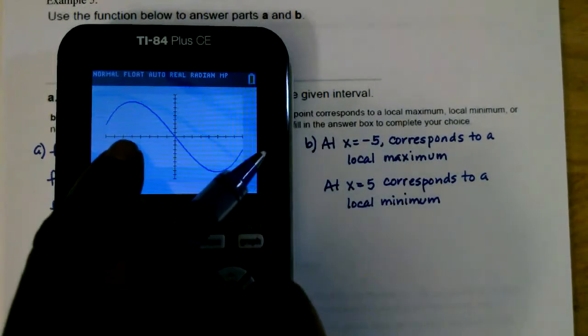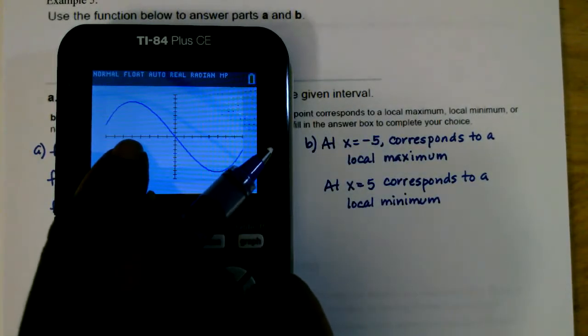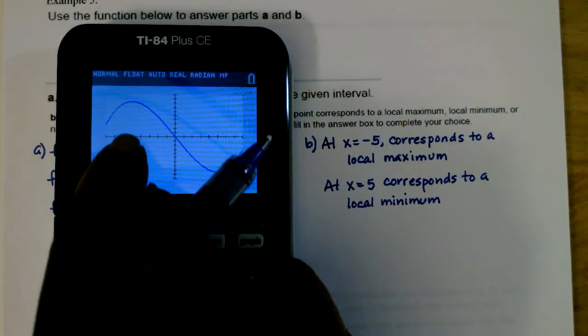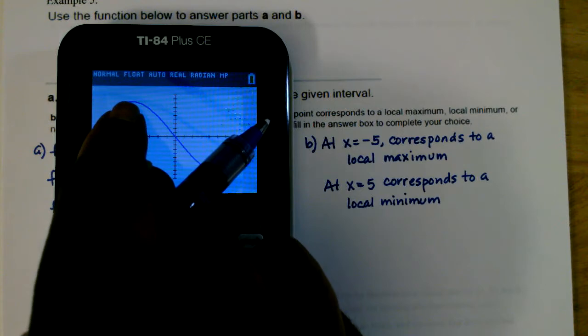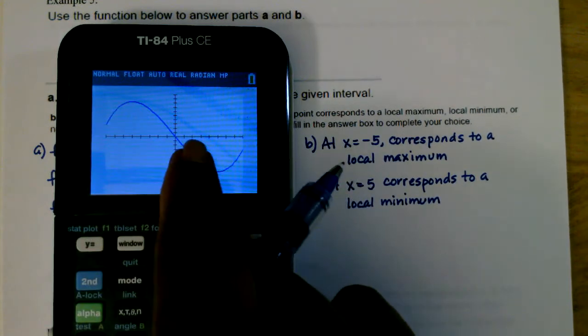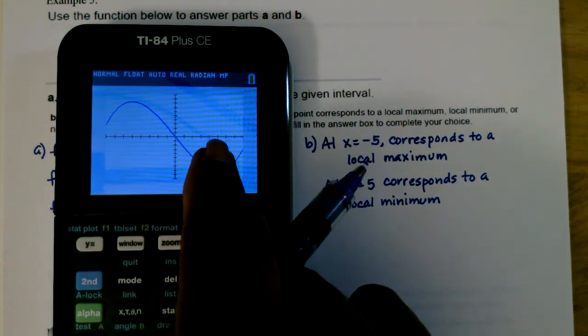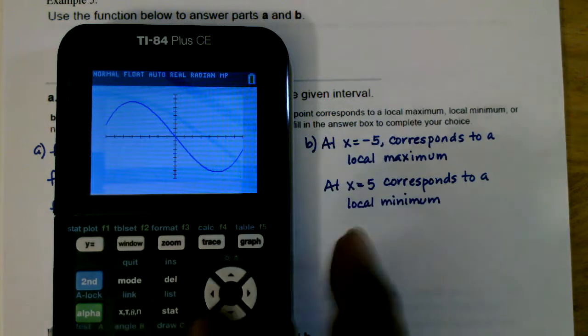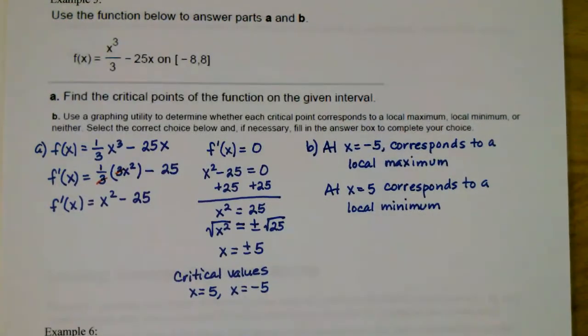Okay. So again, you can see where -5 is. That's the highest point. So that's a local maximum. And here's +5 here. That corresponds to the local minimum. Okay.